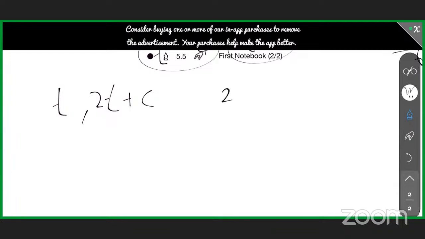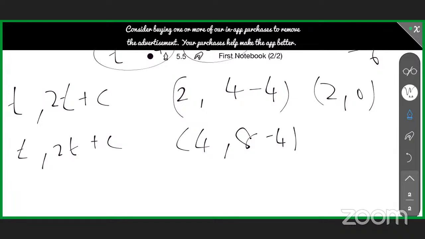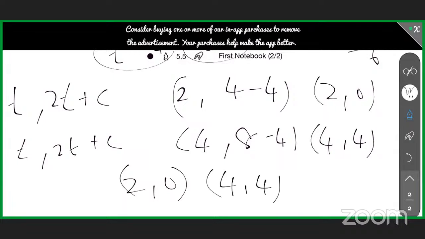Therefore, for t is equal to 2, it will be 4 minus 4, that is equal to 0. It will be (2, 0). One vertex is (2, 0). Then I am taking (t, 2t plus c). For t is 4, it is 4 comma 8 minus 4, which is equal to (4, 4). Therefore, the vertices are (2, 0) and (4, 4).